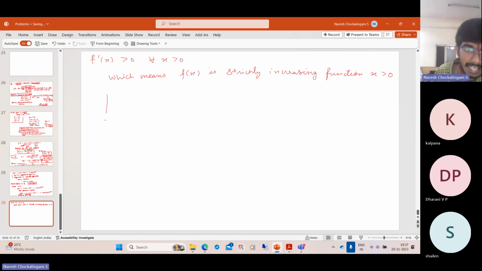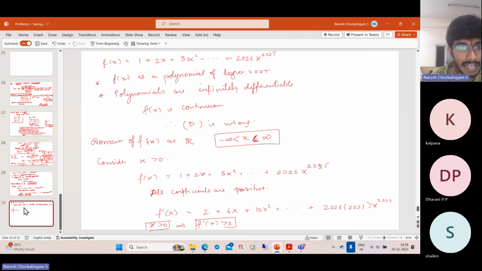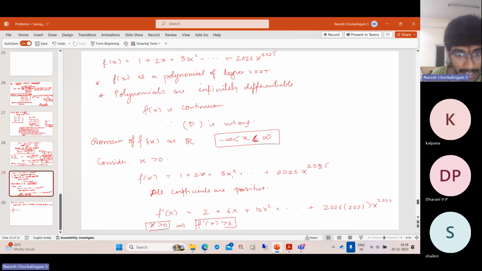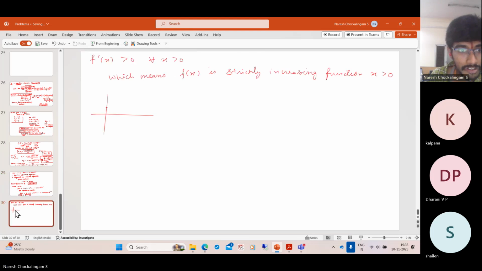So if a function is strictly increasing, for x less than 0 we don't know anything, but we know f of x is 1 plus something. So when x is equal to 0, it is 1. And beyond that, the slope is never equal to 0 or less than 0. So the slope of the function is always positive. What is the slope at x equal to 0? It is 2. So it starts off at some slope, and it's only increasing.